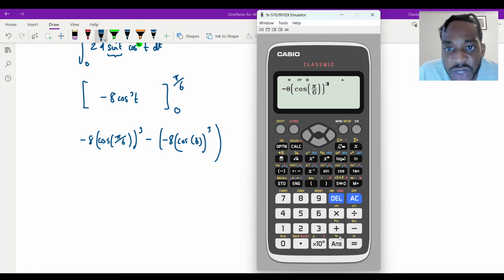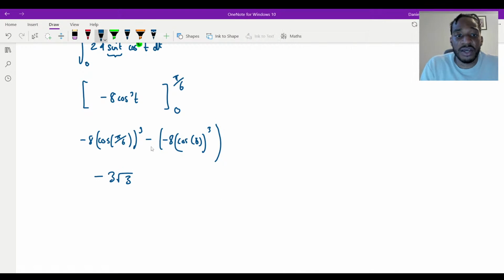Plugging that in, the calculator is in radians, that's fine. That gives me minus 3 root 3. And this one here, the two minuses make a plus. And then plugging that in, I already know what that is. The cosine of 0 is 1, no? 1 cubed is 1. That's going to be 8. That's going to be the correct answer.